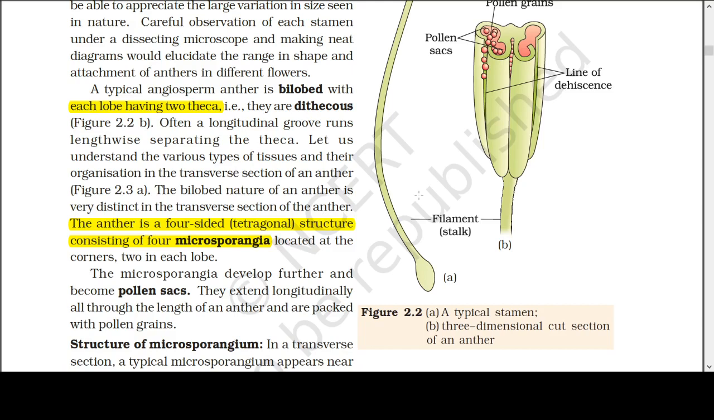Let me repeat. An anther is bilobed in structure. In each of the lobes there are 2 microsporangia, so together 4 microsporangia, hence it's called tetragonal. This 4-sided structure consists of 4 microsporangia, as highlighted in yellow. So it is called tetrasporangiate. Microsporangia is a plural word; microsporangium is the singular. Within these microsporangia, the pollen grains or microspores are formed.